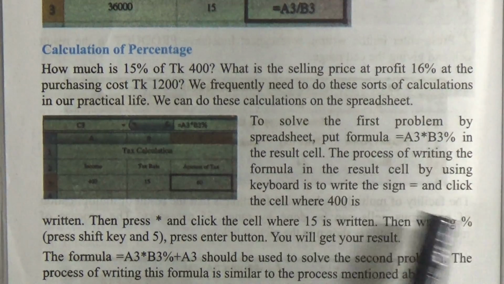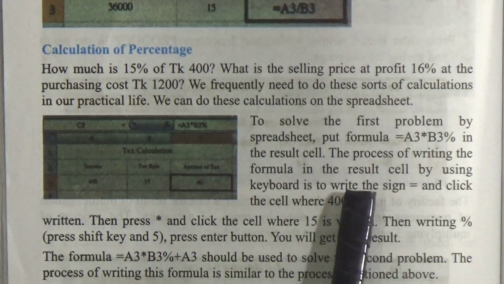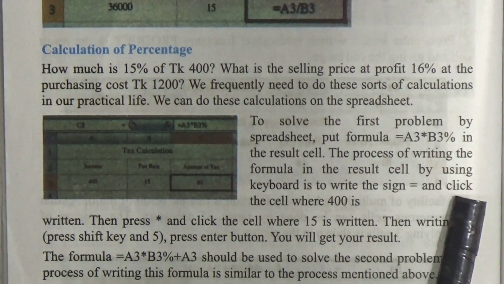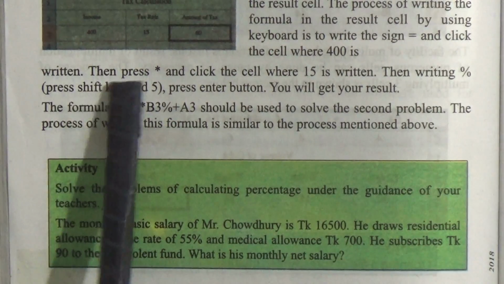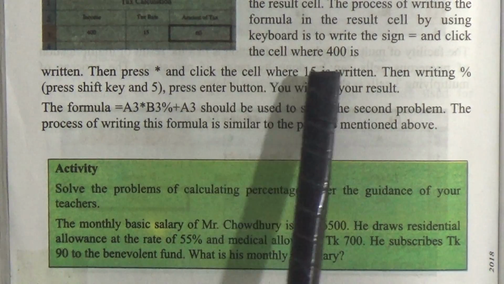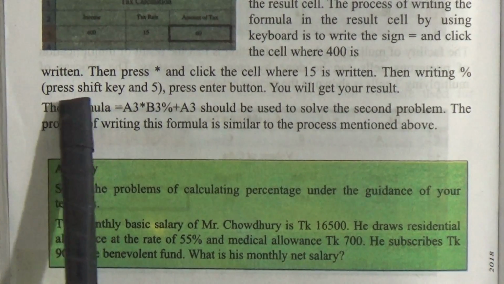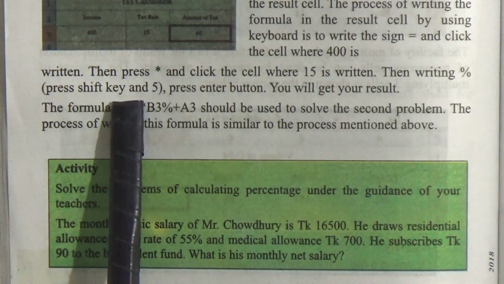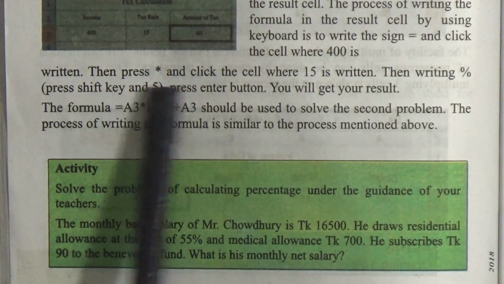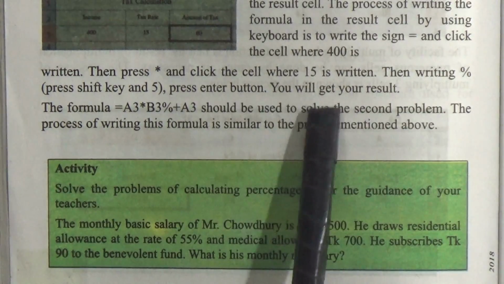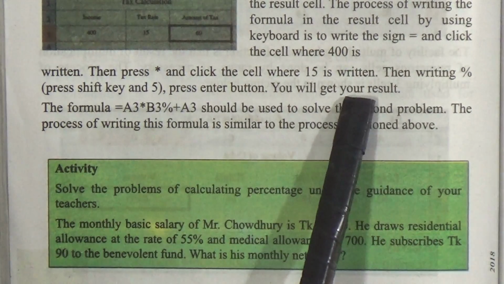Again I am saying, the process of writing the formula in the result cell by using keyboard is to write the sign equal to and click the cell where 400 is written. Then press star and click the cell where 15 is written. Then for writing percent, press shift key and 5. Press enter button. You will get your result. So if you follow this formula, you will get this result.